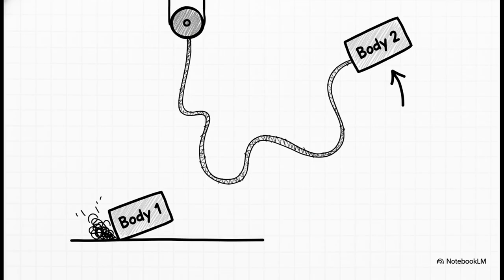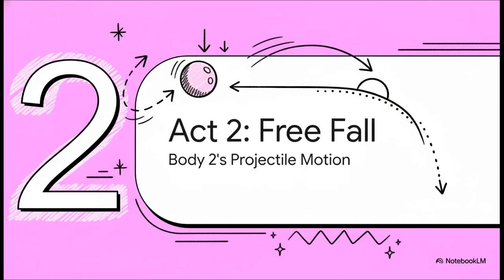But body 2, it's still moving upwards. It's basically just been launched. It's now a projectile. And that brings us to Act 2 of this little physics drama, the free fall. Body 2 is now on its own. It's just like a ball you've tossed straight up into the air. It's got an initial upward speed, and the only thing acting on it now is good old gravity.